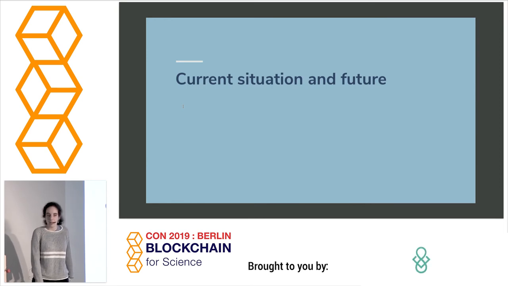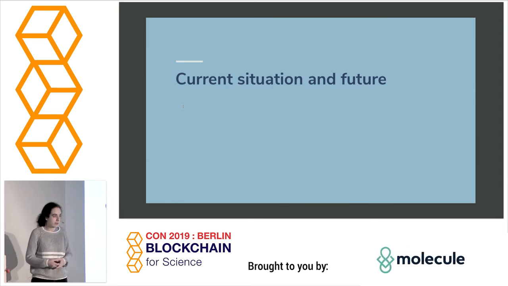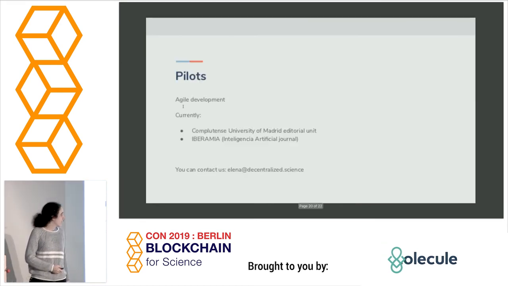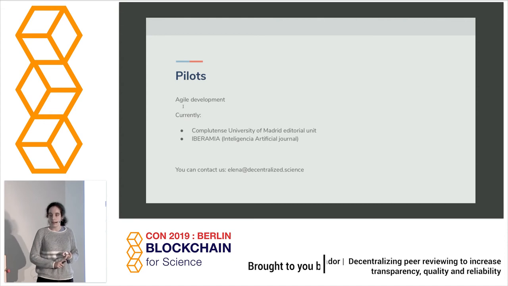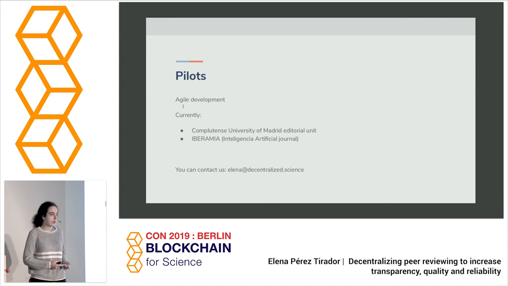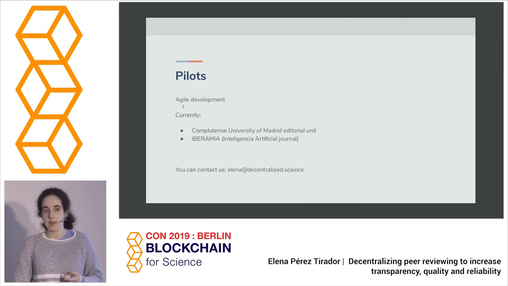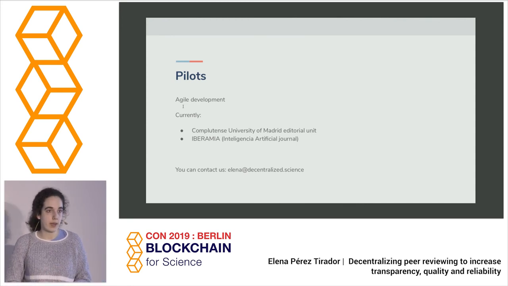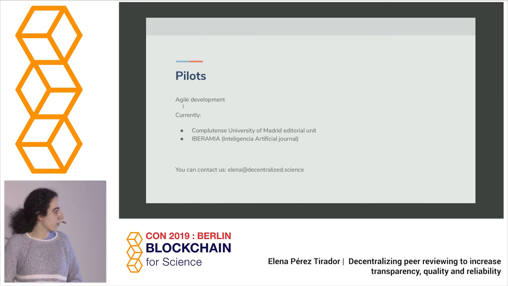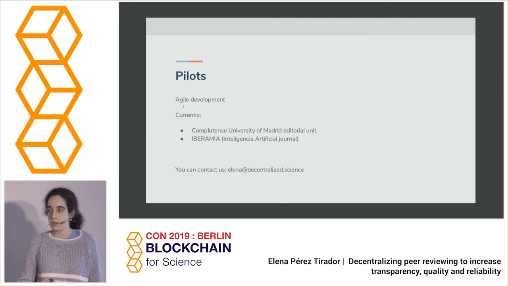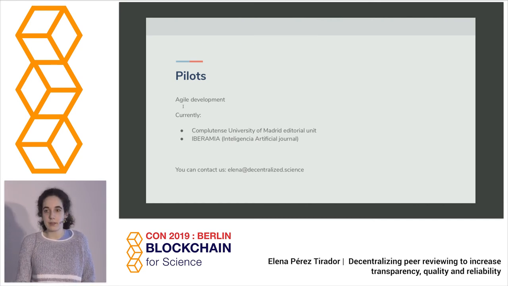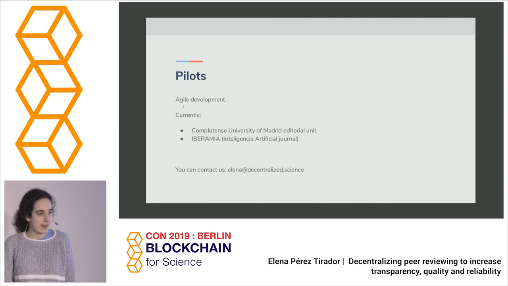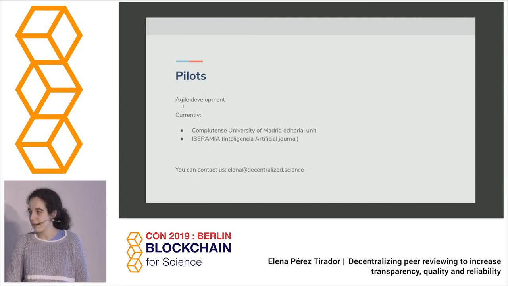And now to close this talk, I will explain what's our current position and how you can help us. As part of the agile development methodologies we're following, we're currently doing two pilots, one of them with the editorial unit of the Complutense University of Madrid, and the other one with the Iberamia Association, which is the Iberoamerican Society of Computer Science, in particular for the journal Inteligencia Artificial. So if you are interested in our system and would like to try it, or maybe you know someone who could be interested, please contact us so we can see how we can help you.